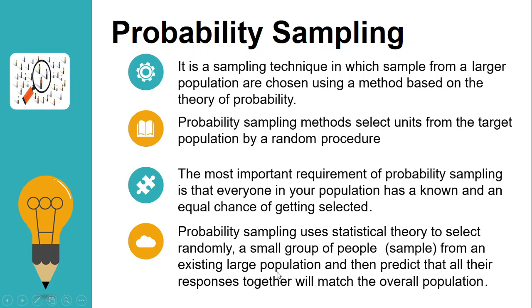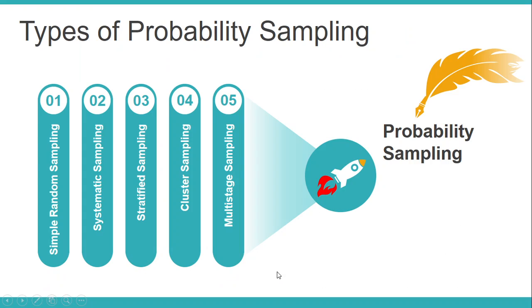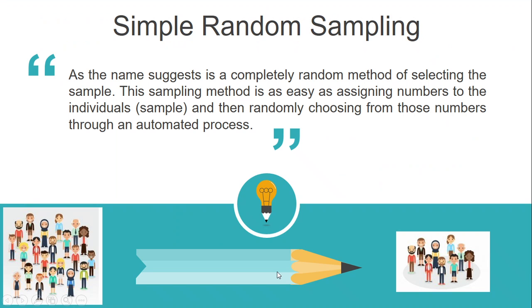We discussed the probability theory, that probability sampling is based on that theory. Okay, now there are some types of probability sampling. The first is simple random sampling, the second is systematic sampling, the third is stratified sampling, the fourth is cluster sampling, and the last one that we are choosing is multi-stage sampling. So we will discuss each of them elaborately.